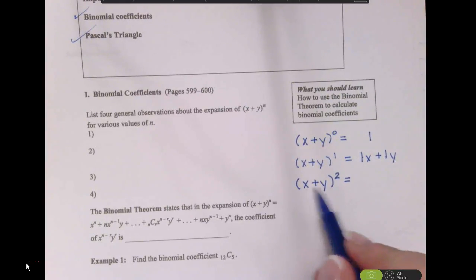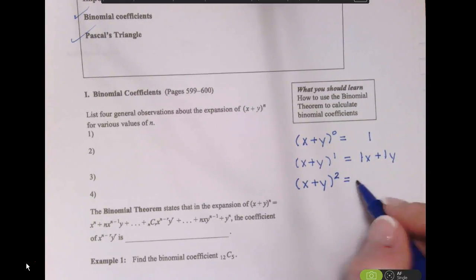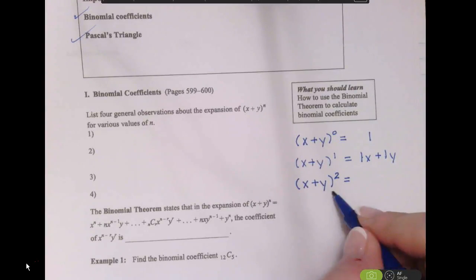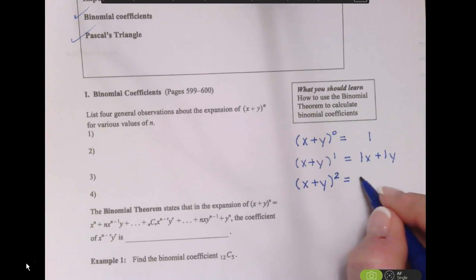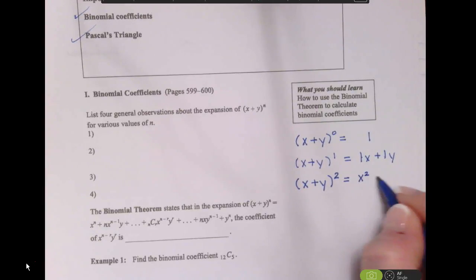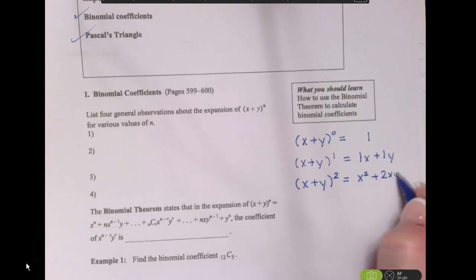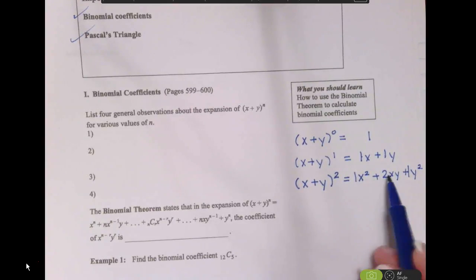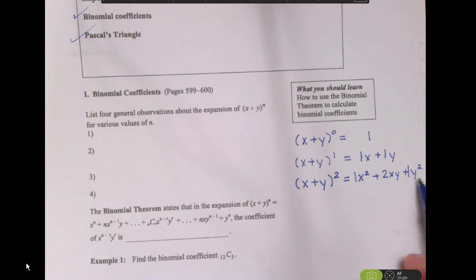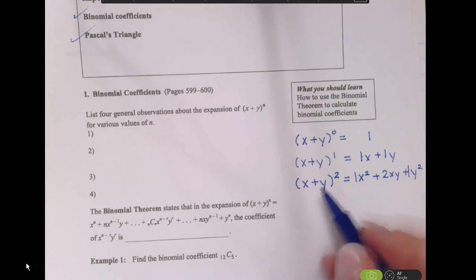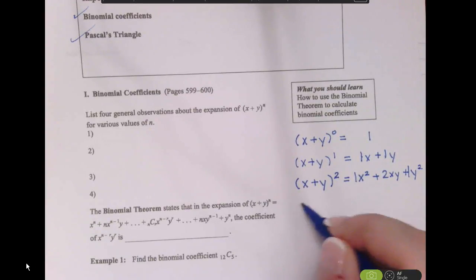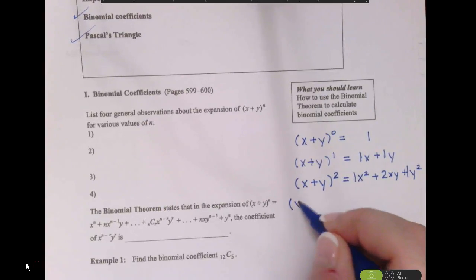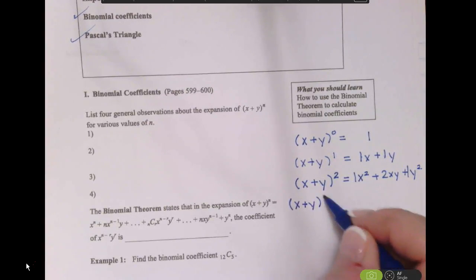So I've written x plus y squared here, and if we were to expand that out and FOIL it, we would get x squared plus 2xy plus y squared. And if you're thinking about the coefficients, the first and the last have a coefficient of 1, the middle term has a coefficient of 2. Then let's get into some of the larger binomial expansions, x plus y to the third.